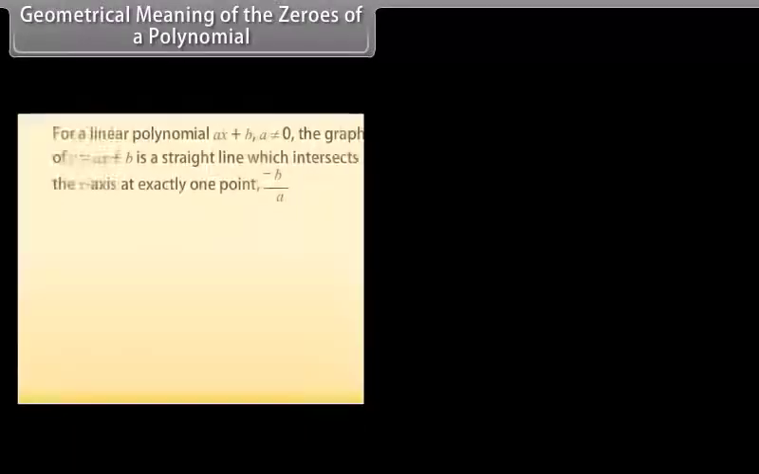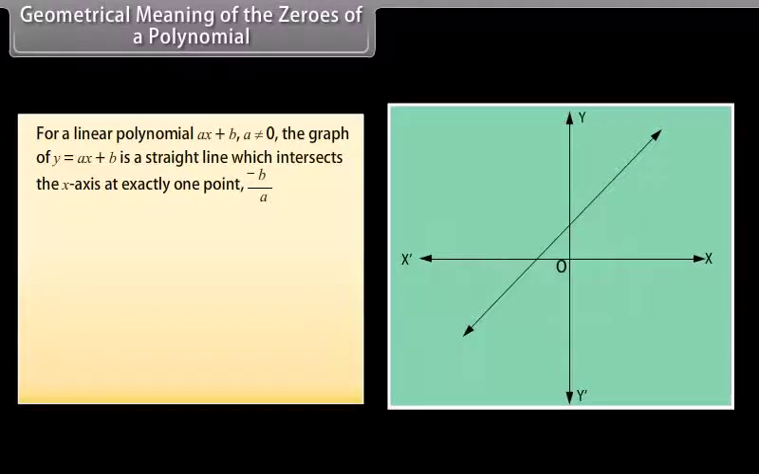Geometrical meaning of the zeros of a polynomial. For a linear polynomial ax plus b, a is not equal to 0. The graph of y is equal to ax plus b is a straight line which intersects the x-axis at exactly one point, minus b upon a. Therefore, the linear polynomial ax plus b, a is not equal to 0, has exactly one zero.